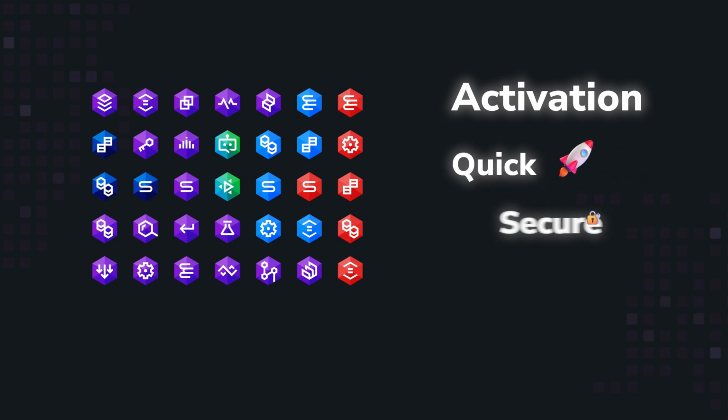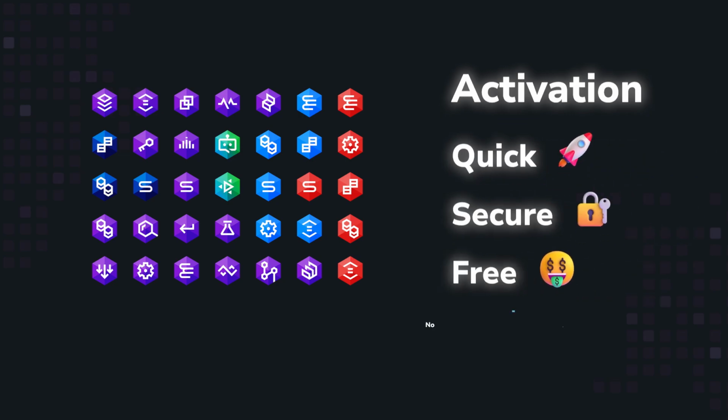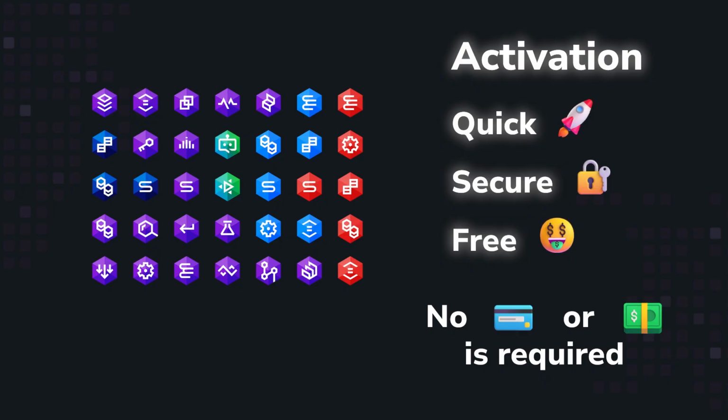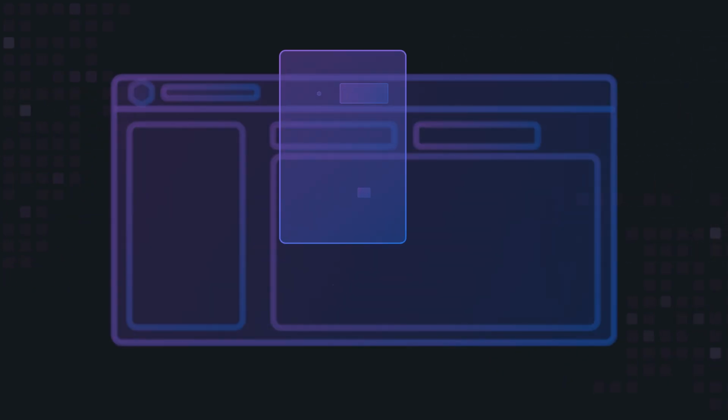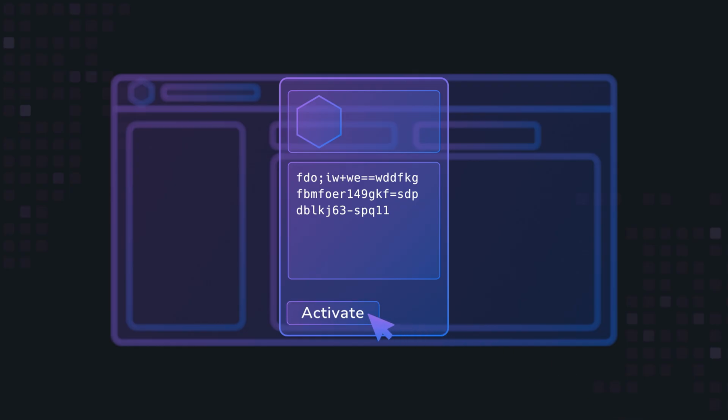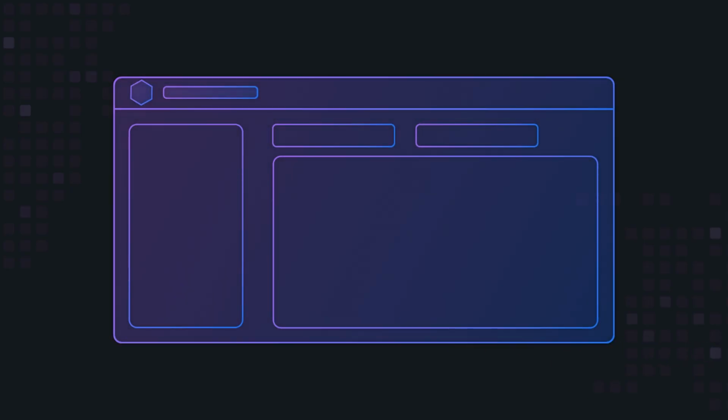Activation is quick, secure, and free. No credit card or payment is required. The process is simple. You can activate the product directly from the application. If the product has already been activated before, all future updates and upgrades are automatically applied under the existing license. No further action is needed.